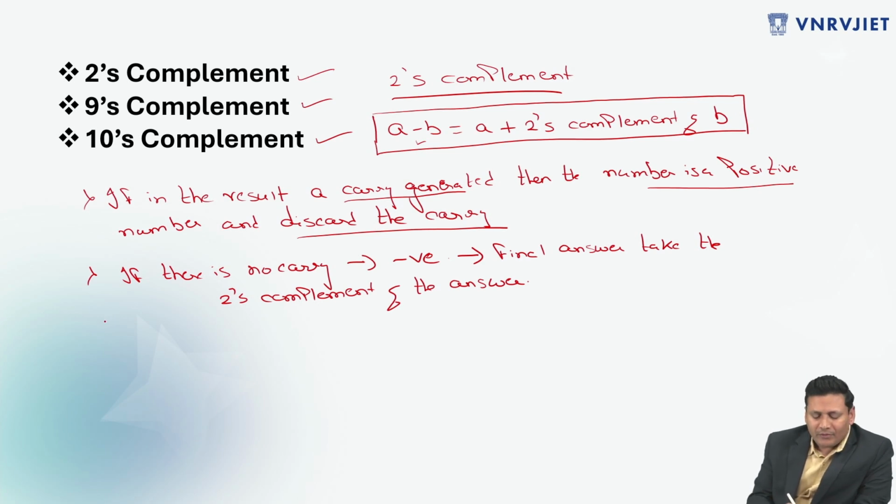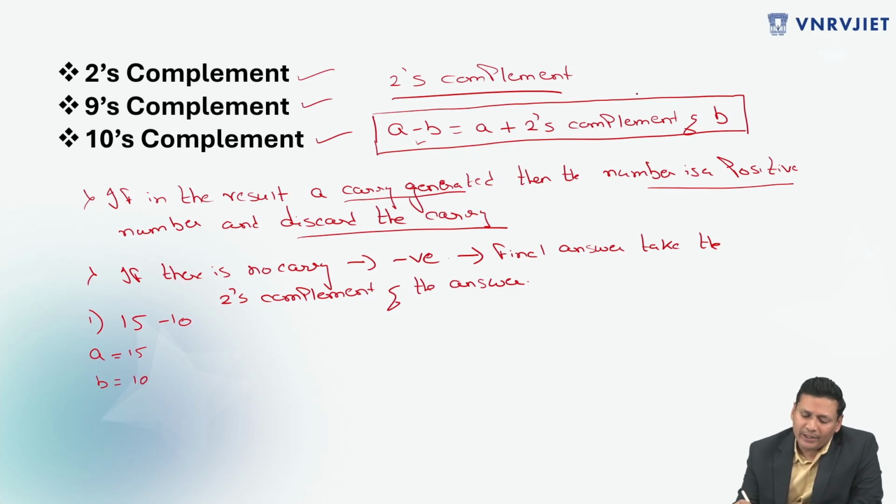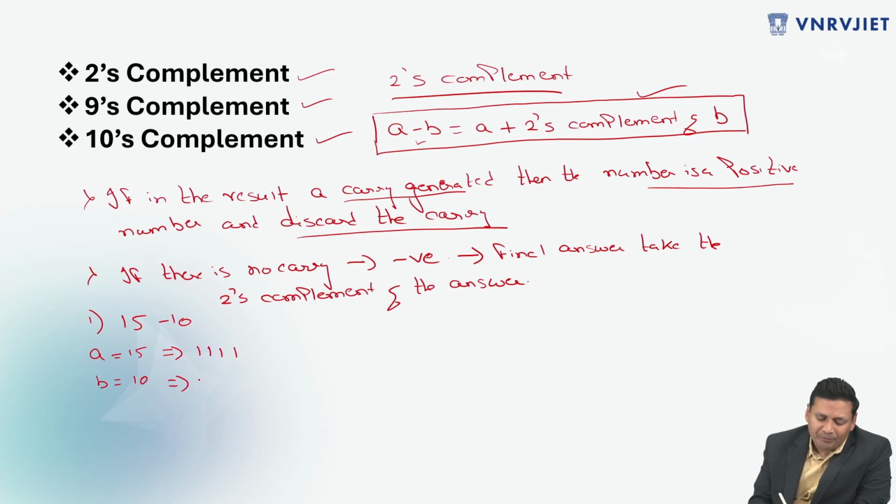So same, we want to perform A minus B, that is 15 minus 10. In this case, A is 15 and B is 10. So what is the formula? A minus B is equal to A plus 2's complement of B. The first thing you have to do is write it in binary form. What is 15 in binary form? 1 1 1 1. And what is 10? 1 0 1 0.